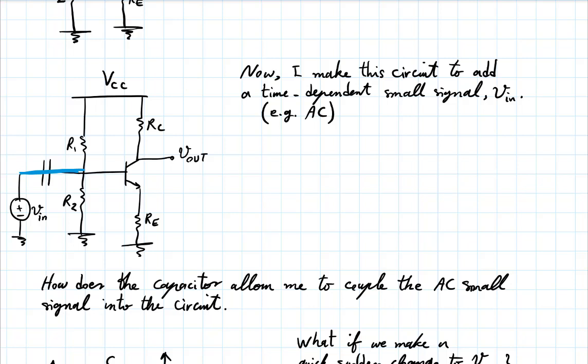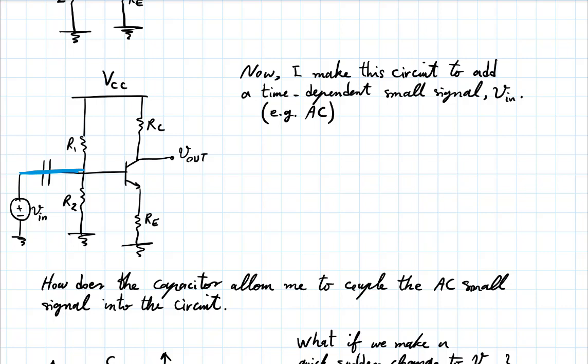That's a very good question. Why not do this? The answer is it ruins my biasing, right? Because now if I want to calculate the bias point, the DC operation point, now this little V in also has a say in it.